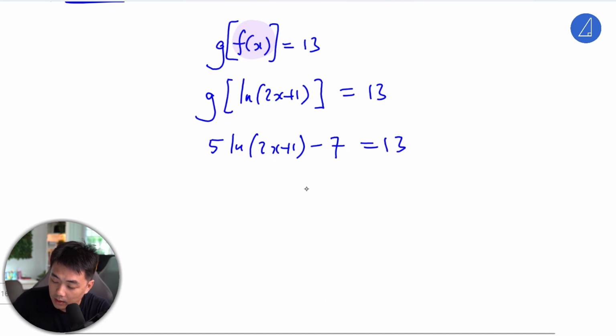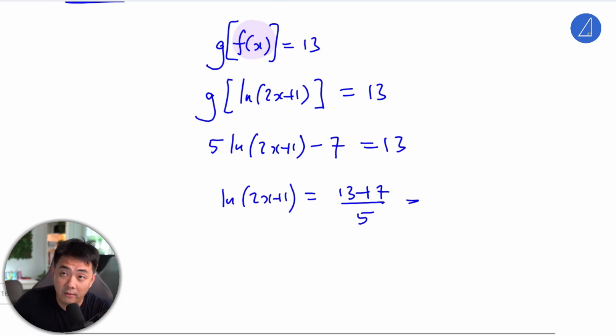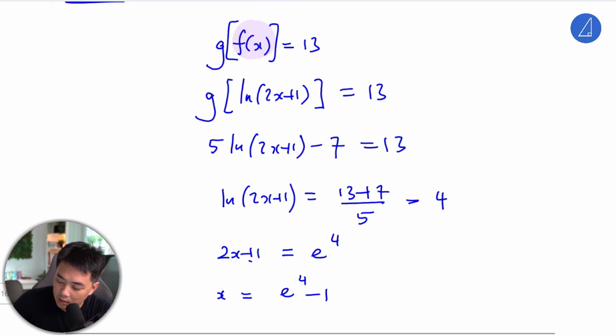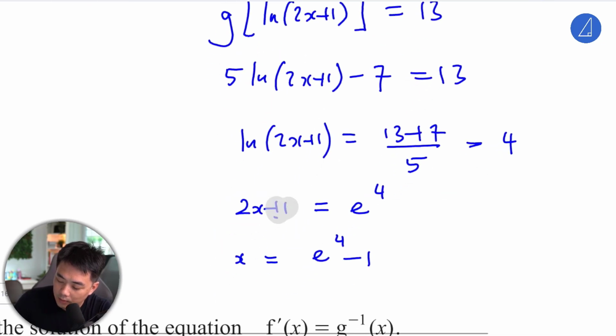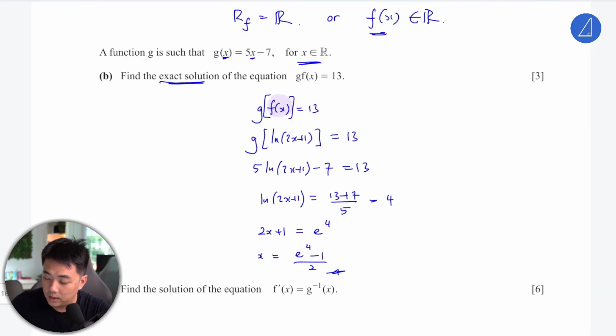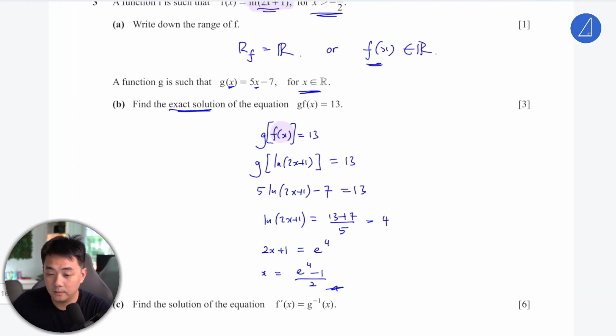So 13 plus 7, divided by 5, is my ln(2x+1). This would be 20 divided by 5, which is 4. So 2x plus 1 equals e to the power 4, and then x will be e to the power 4 minus 1, bring this one over, then we divide by 2 throughout. There you go, this is the answer.